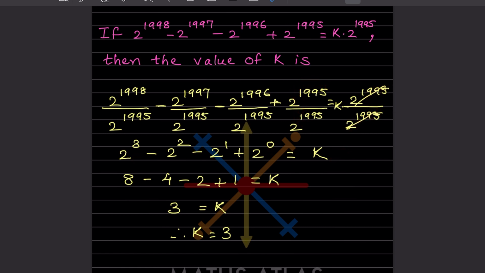So 2 raised to 3 means 2 into 2 into 2, that is going to be 8. 2 raised to 2 means 4. 2 raised to 1 means 2. And anything raised to 0 is going to be 1. So what will we do here? 8 minus 4 is 4, 4 minus 2 is 2, 2 plus 1 is 3. So the value of k is 3.